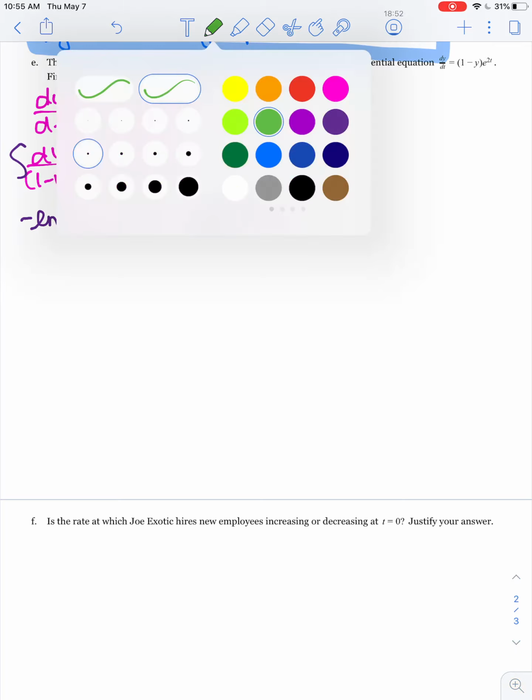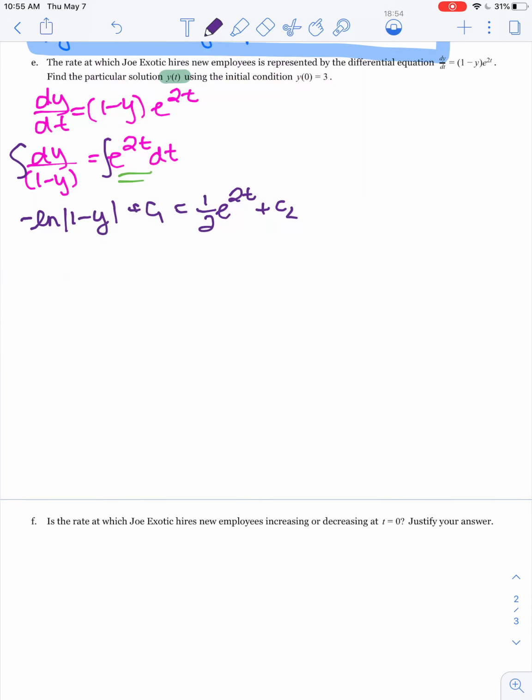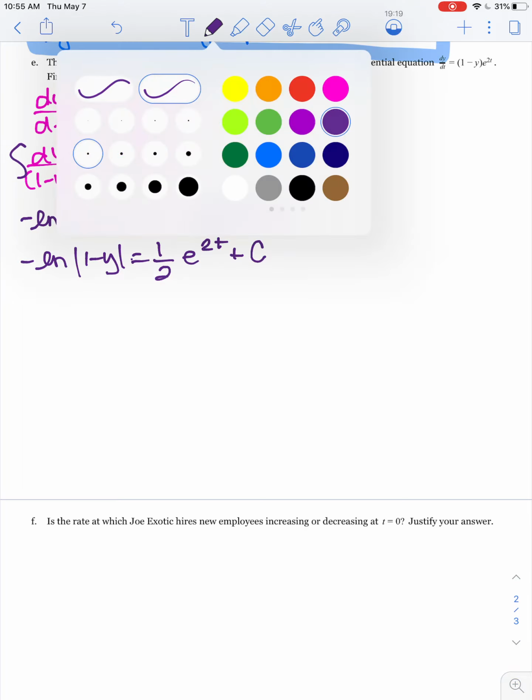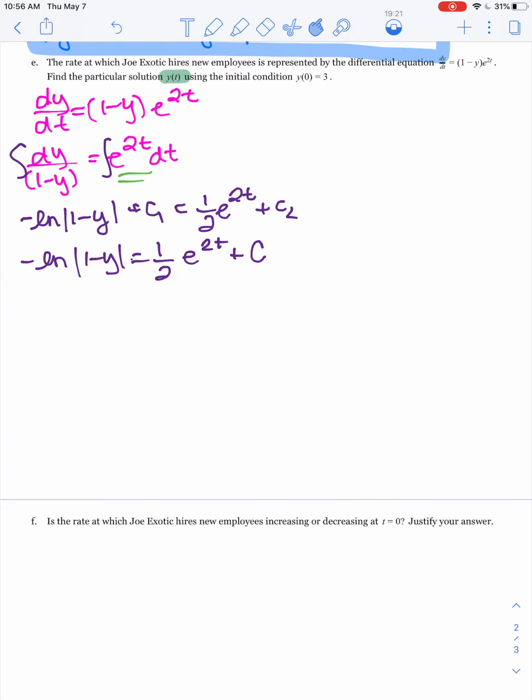Okay, so again, I like to put the two c values in there, but if you wanted to jump right to negative natural log of 1 minus y equals 1/2 e to the 2t plus 1 big constant, that's totally fine too. Okay, so at this point, there's a couple different ways that we can go about this. I'm going to choose to actually solve for C here, right?